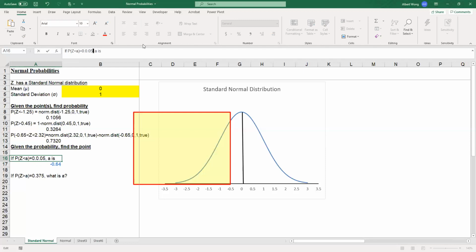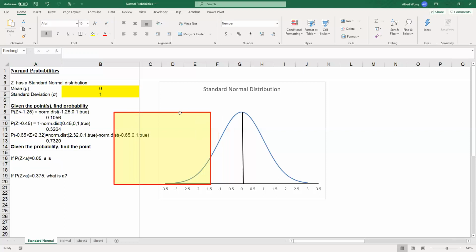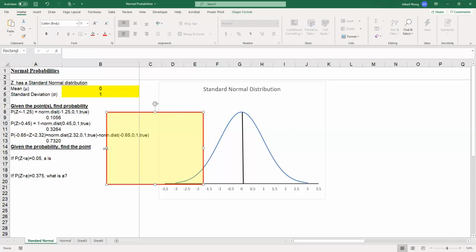Now, this is a very important situation in the coming modules, because when we calculate confidence interval or in hypothesis testing, we always want to find a point that corresponds to probability equal 0.05 or 0.025. So let me just practice again. If we want to find the point that corresponds to the area 0.05, now 0.05 is a very small area, so we kind of know that the point is going to be much smaller, right? So how do we do that?